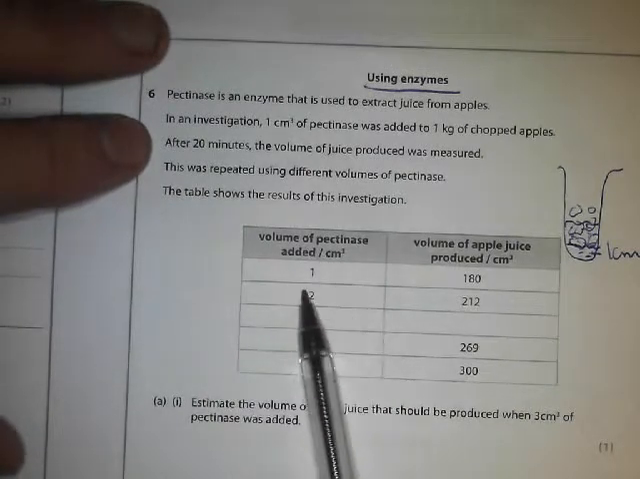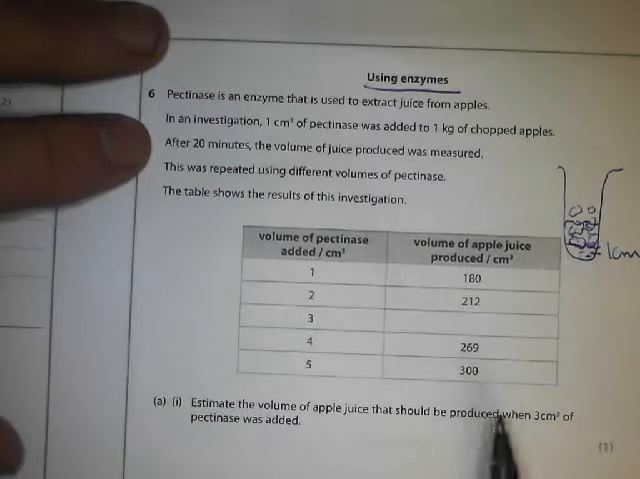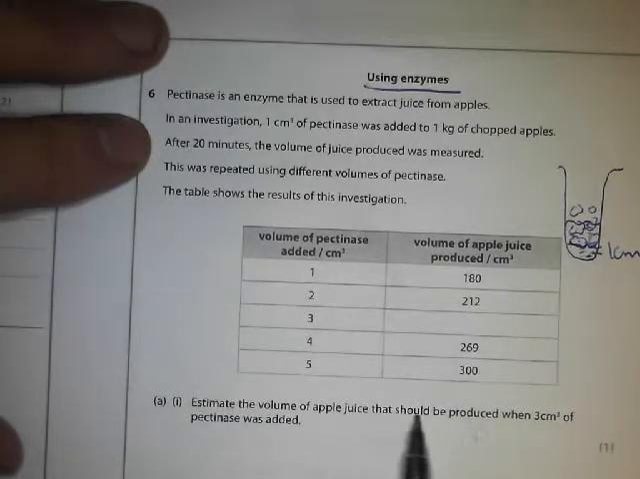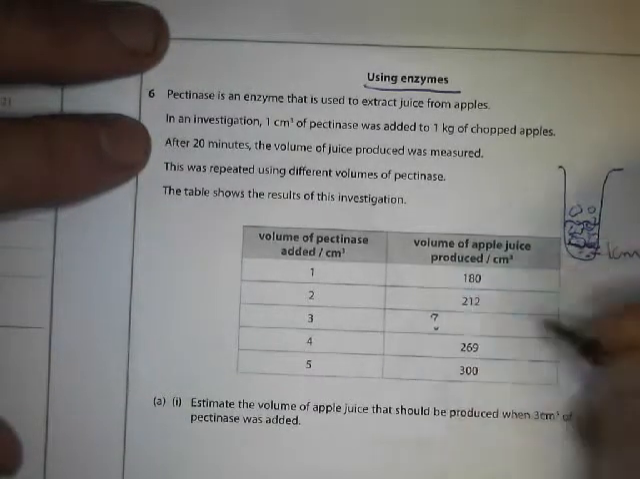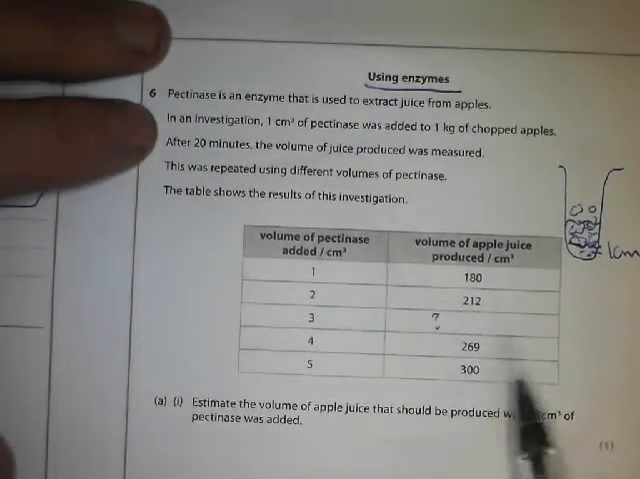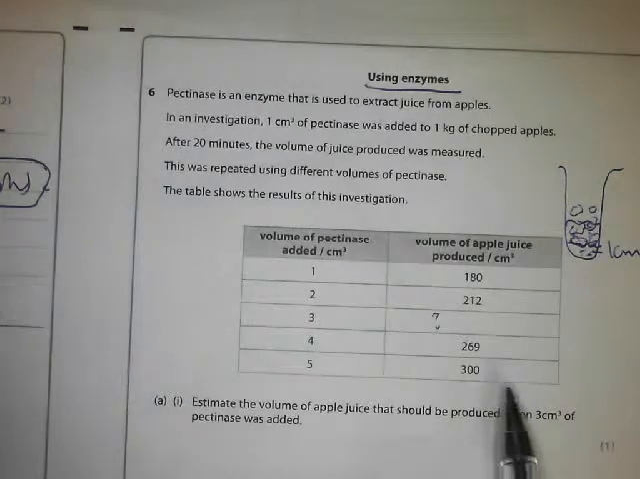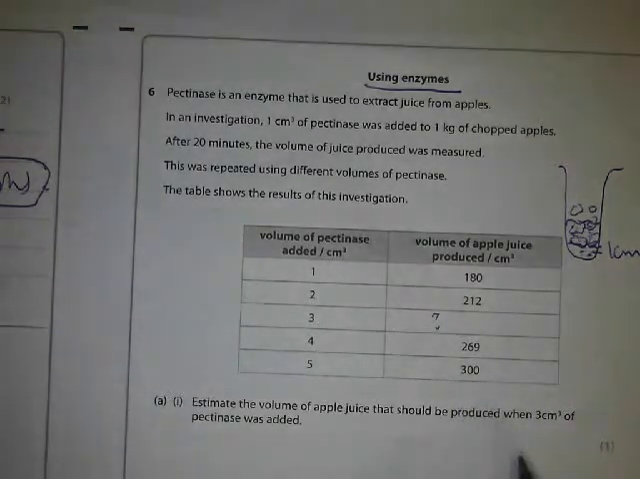Okay, so volume of pectinase added, 1, 2, 3, 4, 5. And we've got a missing spot here. Estimate the volume that should be produced when 3 centimetre cubed pectinase is added. So what is this number? An estimate, we can't do it exactly, but we can have a rough guess. We know it's in between 212 and 269, but we need to be a little bit closer than that. So how do we get closer than that?